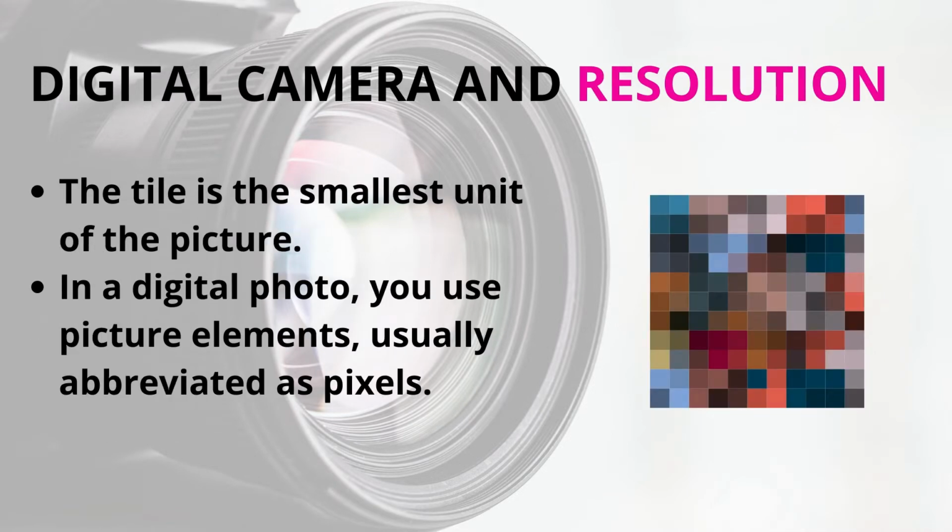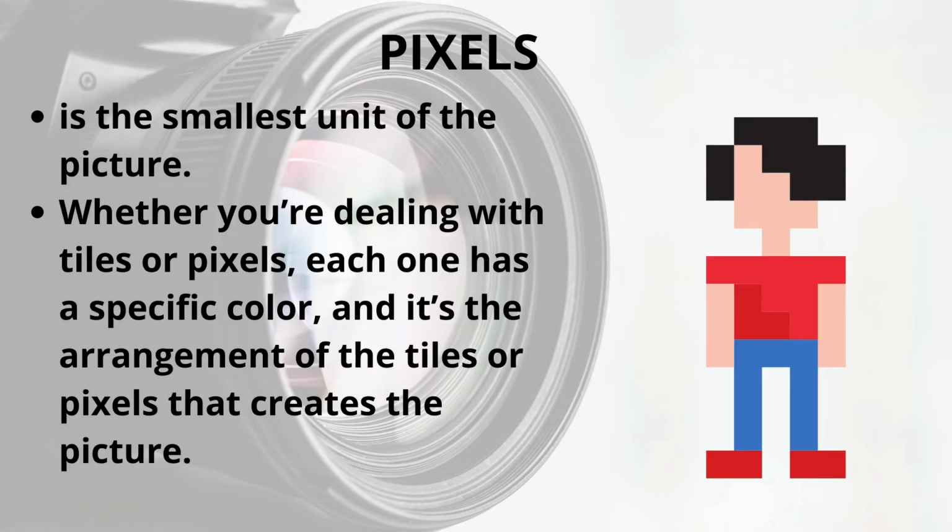The tile is the smallest unit of the picture. In a digital photo, you use picture elements, usually abbreviated as pixels. A pixel is the smallest unit of the picture. Whether you're dealing with tiles or pixels, each one has a specific color, and it's the arrangement of the tiles or pixels that creates the picture.